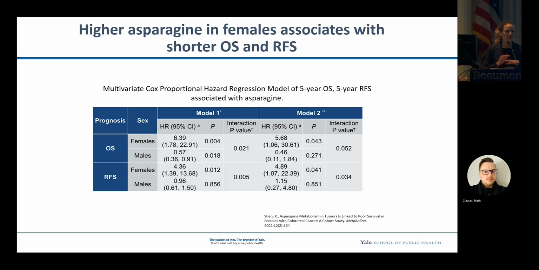Asparagine, actually in just one of the models, it showed it actually had a better outcome for male patients if you had a high asparagine level. So this was quite striking to us, that this metabolite that we found very high in female patients was actually linked to prognosis.